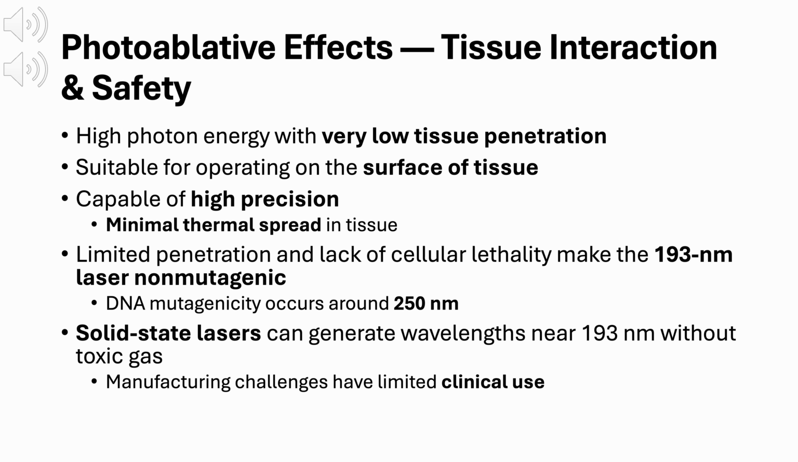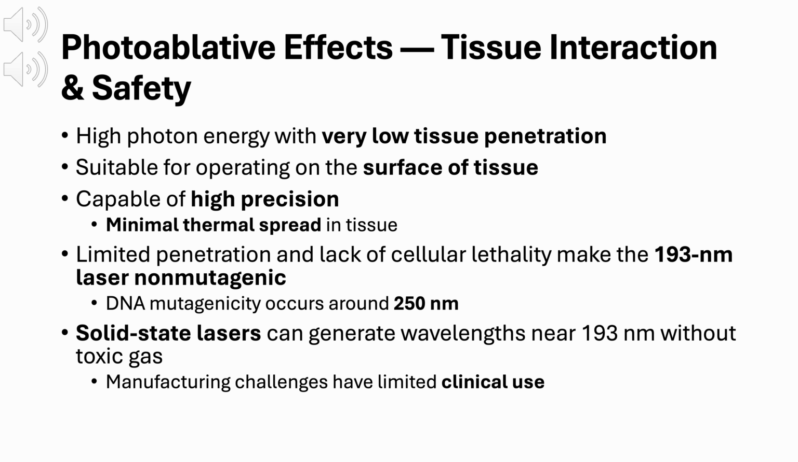Photoablation uses very high-energy photons, but the key concept is that these photons have extremely low tissue penetration. The energy is absorbed almost entirely at the tissue surface, which is exactly where we want the effect in corneal refractive surgery. Because of this shallow penetration, photoablation is ideally suited for surface-based tissue removal. The laser removes tissue in a highly controlled layer-by-layer fashion, rather than affecting deeper structures.